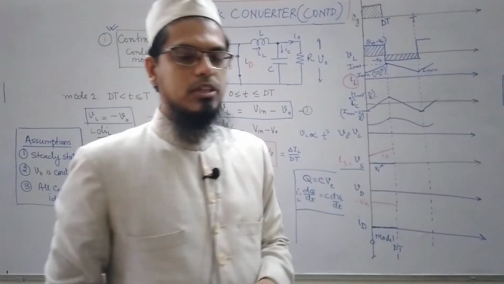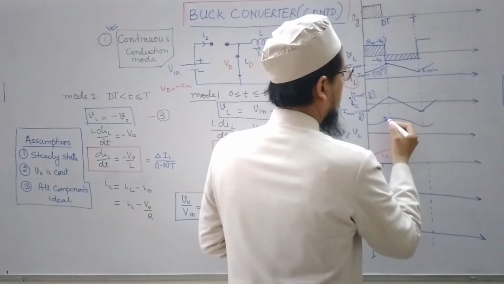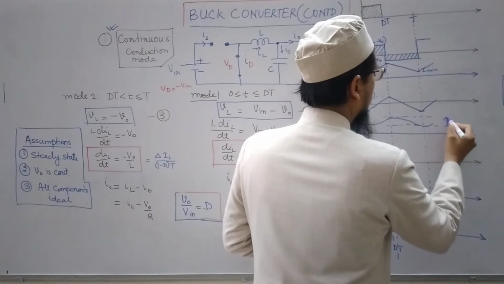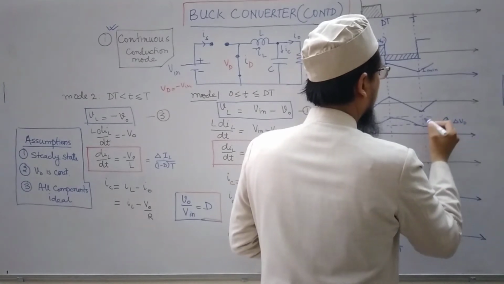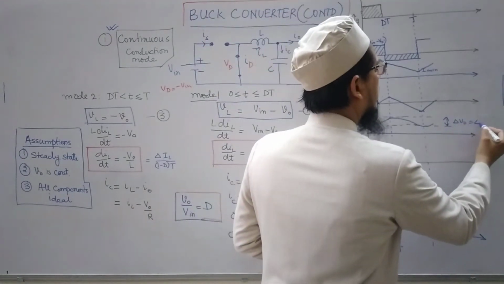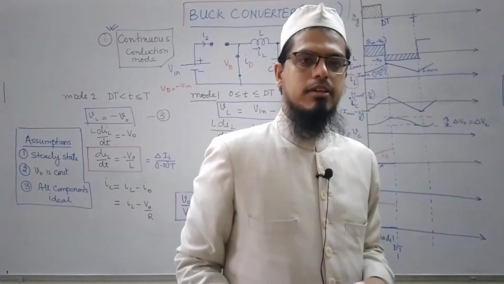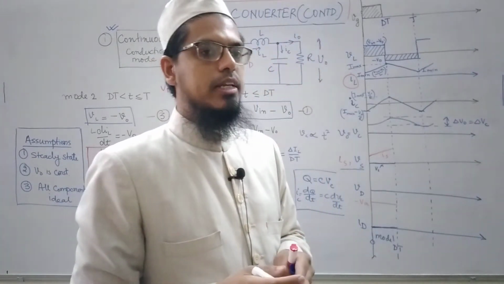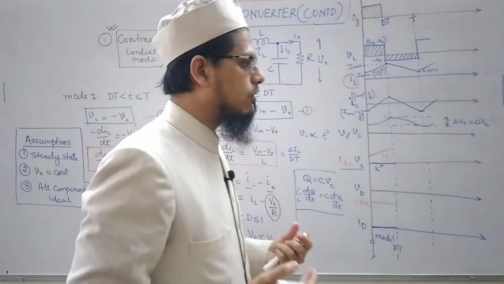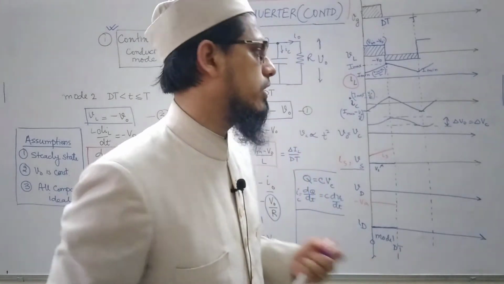So the waveform is like this, and depending on the value of C, this variation is your delta V naught. We will obtain the expression for delta V naught, which is also equal to delta Vc. So as the value of C increases, this variation delta Vc will reduce further. Okay, and for the purpose of analysis, we have assumed that to be almost constant.